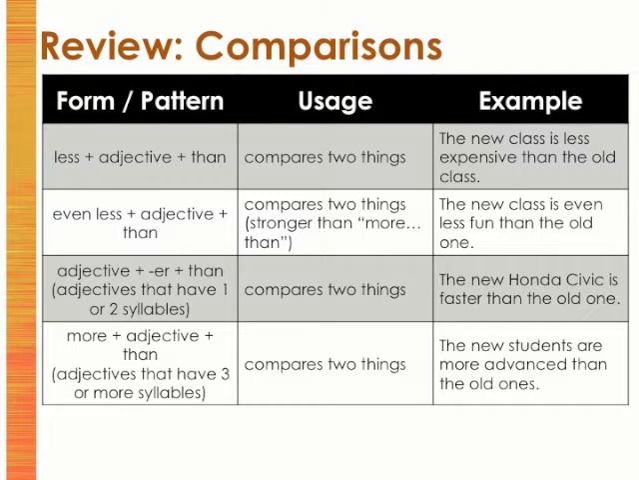Adjective plus er plus than, this is again adjectives that have one or two syllables, compares two things. The new Honda Civic is faster than the old one. More plus adjective plus than, this is for adjectives that have three or more syllables. This compares two things. The new students are more advanced than the old ones.